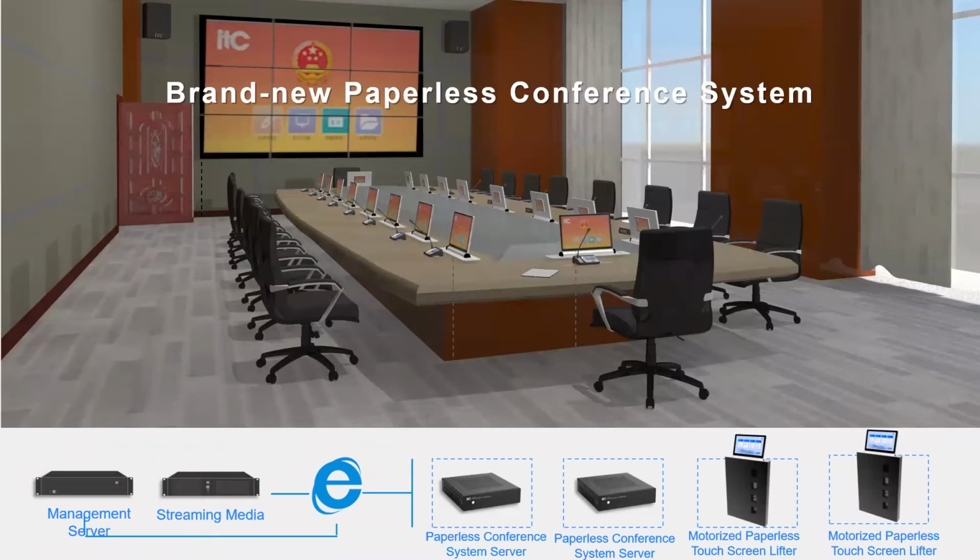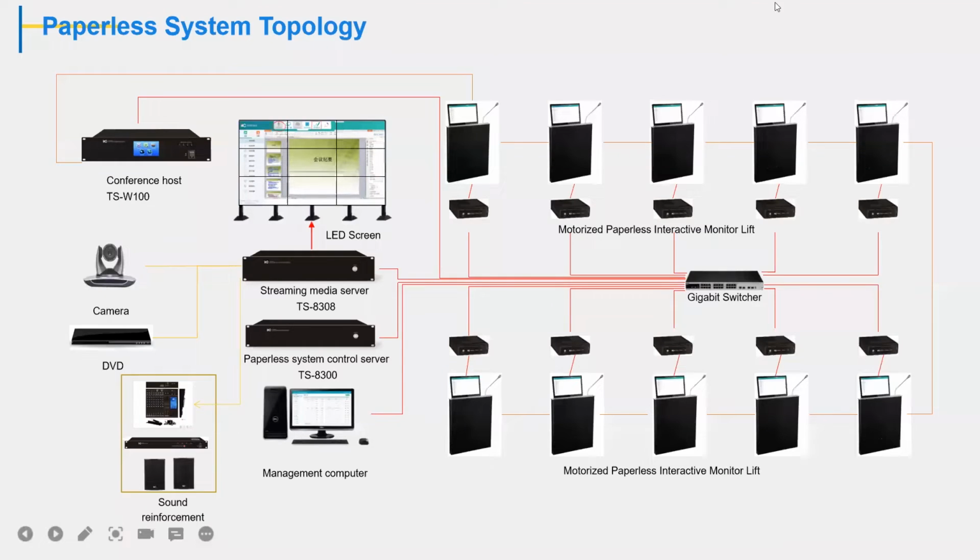Now let's check the system diagram. Okay, as you can see in this content, in the paperless system, the host will be this one, the paperless system control server, TS-8300. This is the mainframe of this system. It will distribute all the signals from the network to all the terminals.